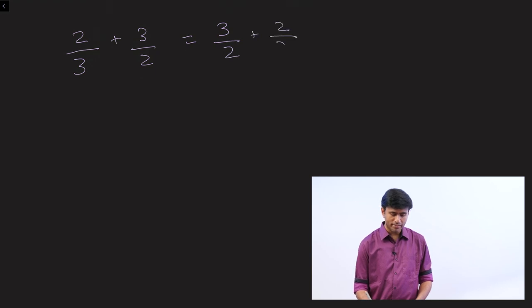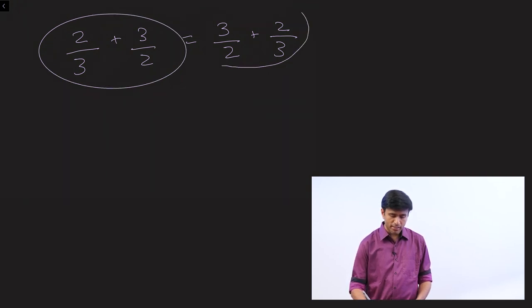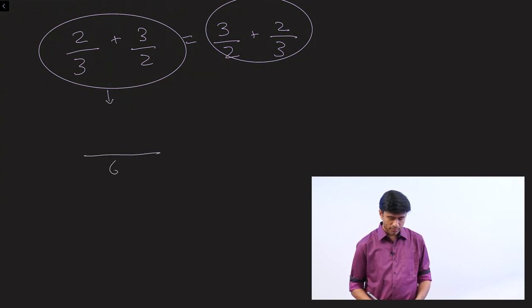Let's look at another property of addition. 2 by 3 plus 3 by 2 is the same as 3 by 2 plus 2 by 3. So the sum of two fractions will be the same even when the order of addition is changed. Let's check. Take the LCM, 6. So 3 into 2, 2 into 2. 4 plus 2 into 3, 3 into 3, 4 plus 9.